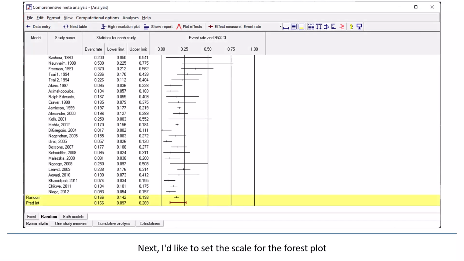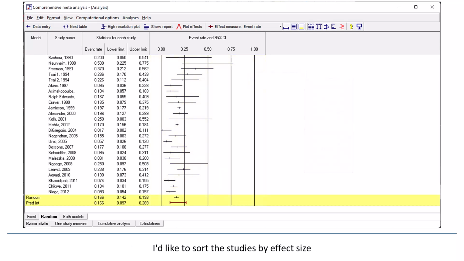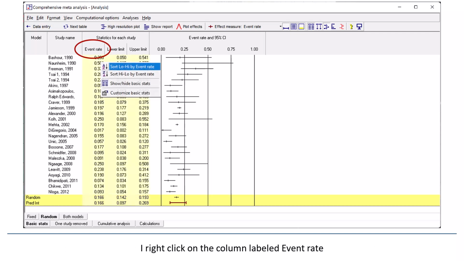Next, I'd like to set the scale for the forest plot. I right-click on the plot, I select Scale, and I set the scale to go from 0 to 1. I'd like to sort the studies by effect size so that I can get a general sense of how widely the effect size varies across studies. I right-click on the column labeled Event Rate. I click Sort from Low to High.